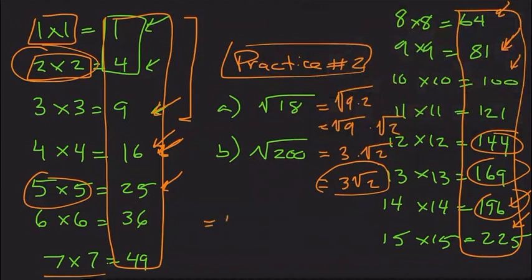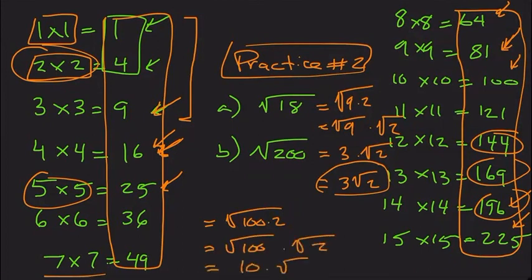So we have square root of 100 times 2, which is square root of 100 times square root of 2. Square root of 100 is 10. So we wind up with 10 rad 2. So with that, let's go ahead and move on to part A of the classwork.